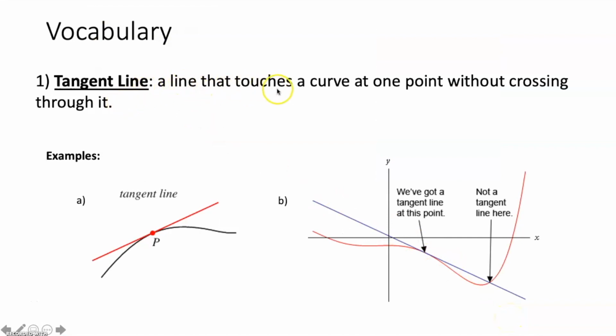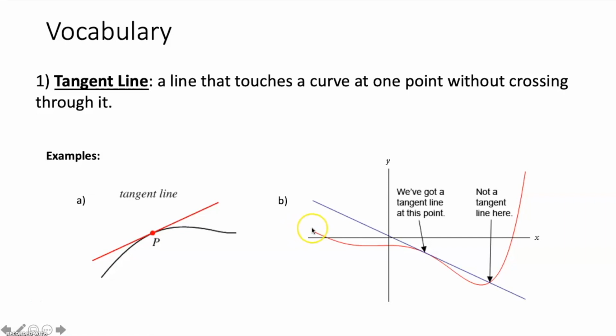First vocabulary term is a tangent line. That's a line that touches a curve at one point without crossing through it. So here you can see we have a black function, and then this red line right here is a tangent line because it touches the black function at one point, point P, the point of tangency, and then continues on. It doesn't go through the black function. It doesn't cross through it at 2 points. It just touches it at one point and then continues on.